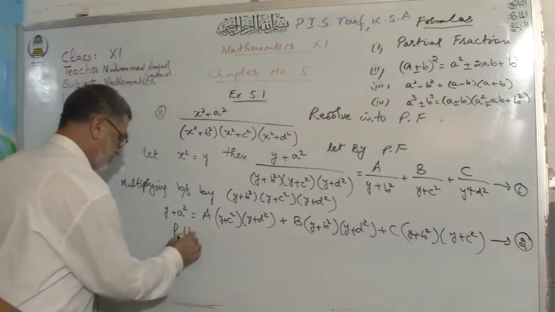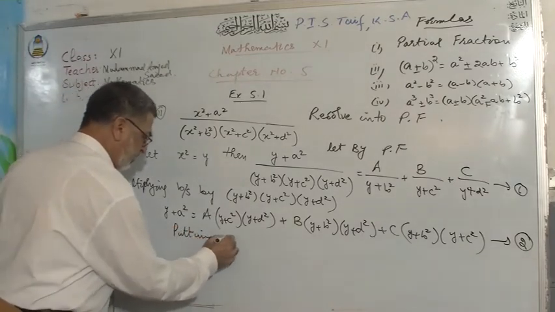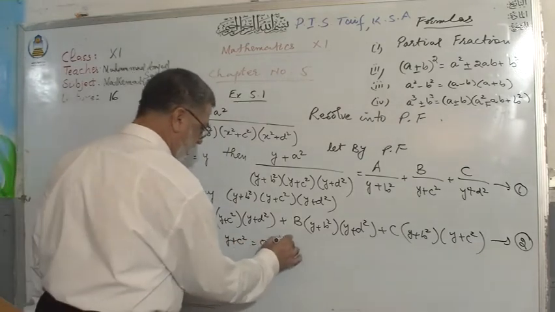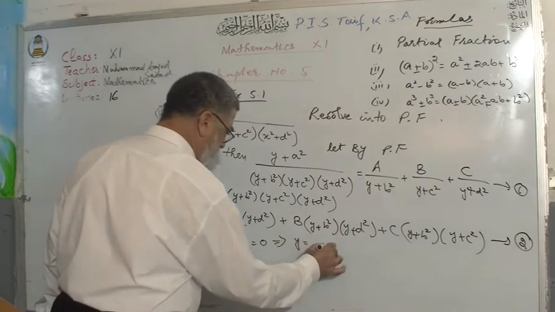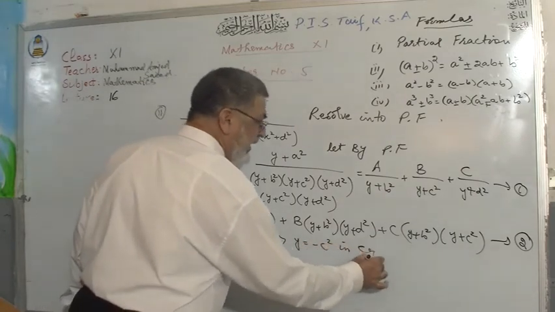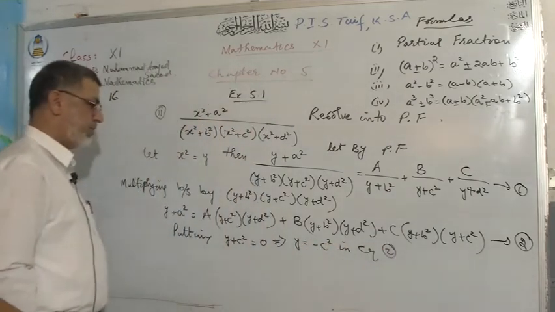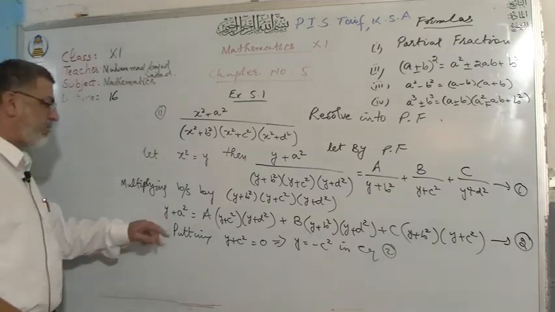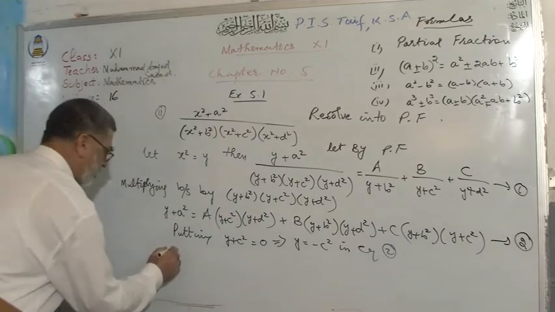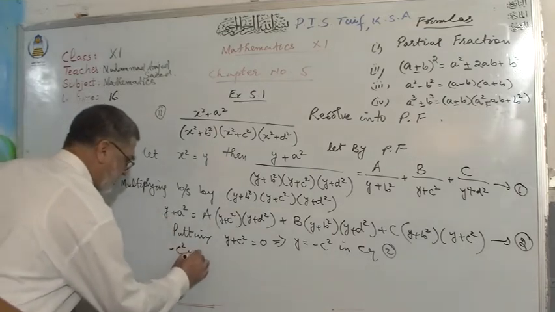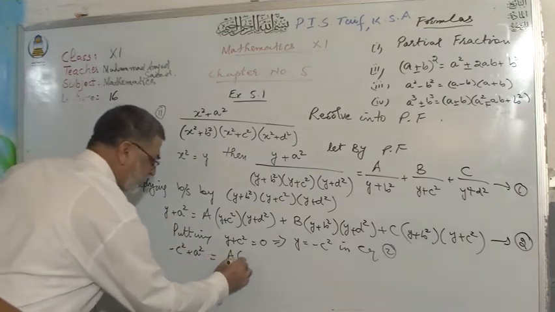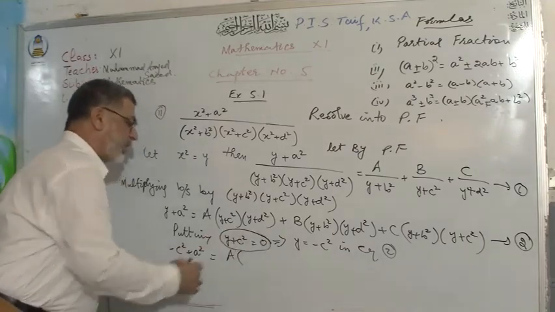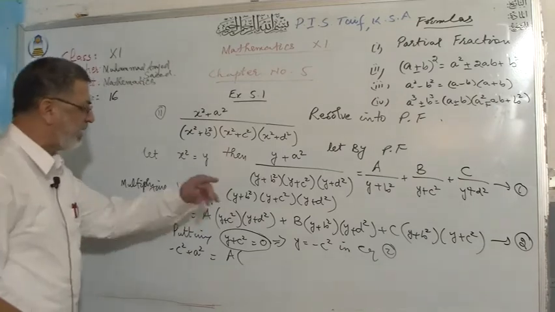Putting y plus c square is equal to 0 implies that y is equal to minus c square in equation number 2. So in place of y, I am writing down minus c square plus a square is equal to A into, remember that y plus c square is 0. So apply here 0 and everything will be 0.